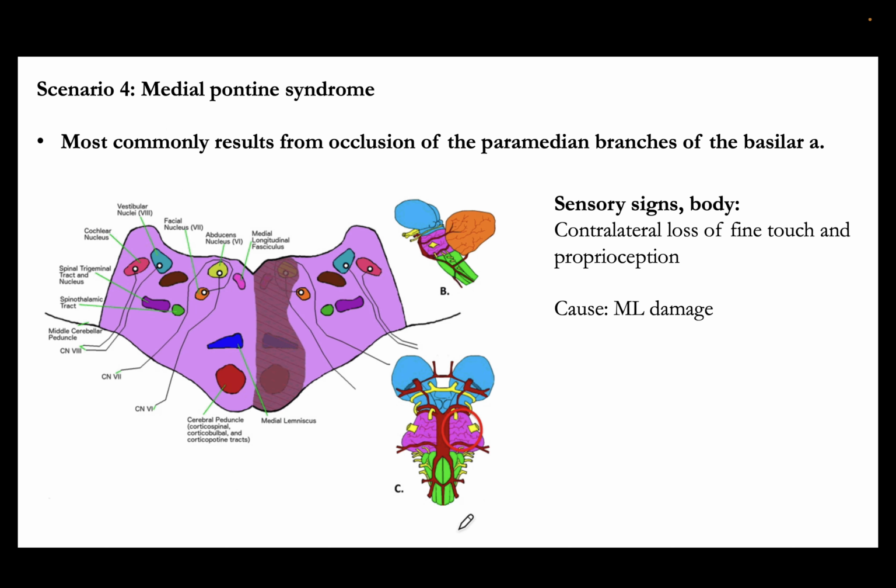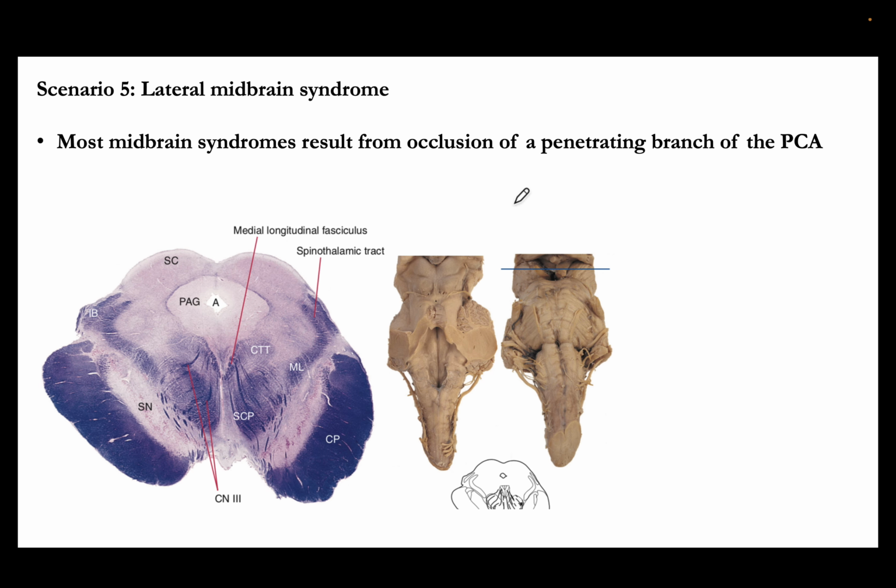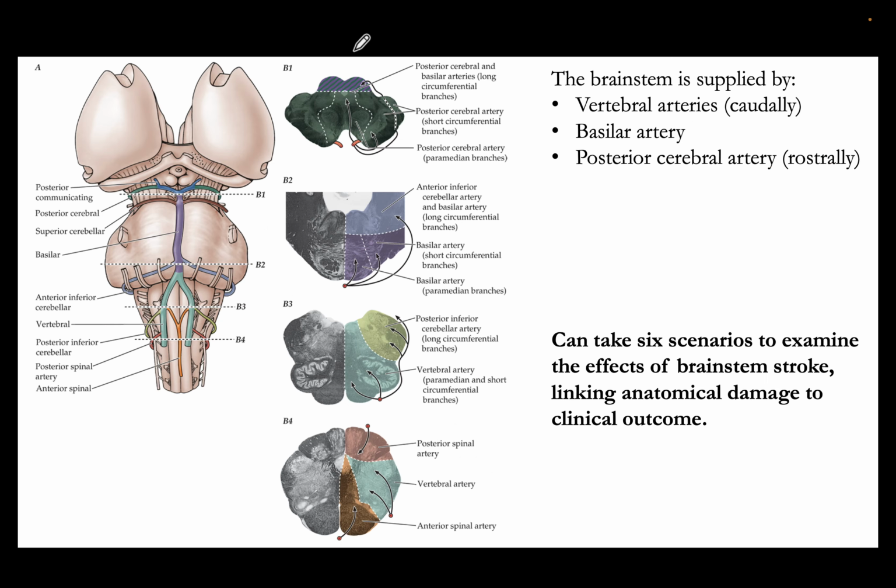Now, in terms of sensory signs for the body, medial pontine syndrome often presents with contralateral loss of fine touch and proprioception, and in this case, the medial lemniscus is undoubtedly crossed, so that loss will be contralateral. Now, moving rostrally, we'll look at lateral midbrain syndromes. And most midbrain syndromes result from occlusion of a penetrating branch of the posterior cerebral artery. So most of the midbrain is supplied by some branch of the PCA.